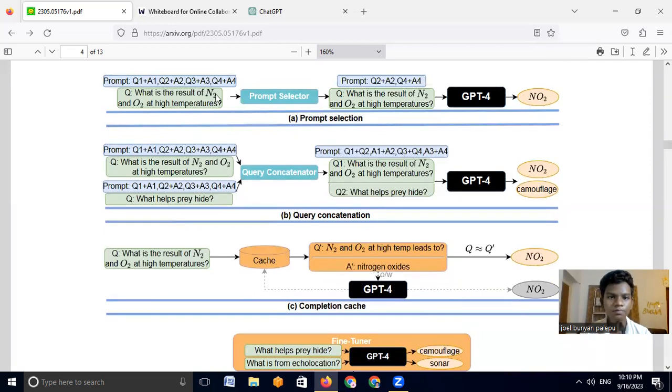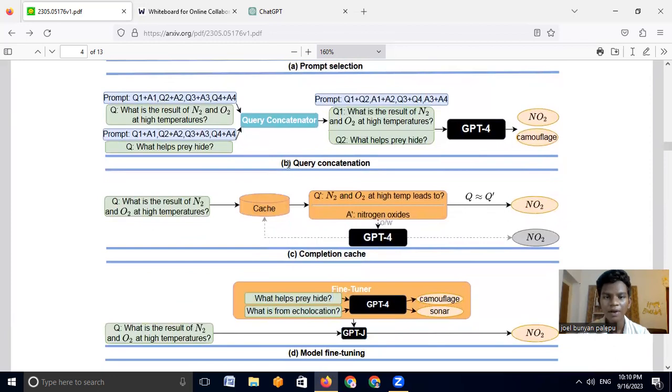Prompt selector, there is some prompt, and I think we have the same prompt, and then we are going to send that to GPT-4 and get the output. I don't quite understand this prompt selection, but we'll go on, because we are going to have a separate explanation for that. Don't worry. And we have query concatenation.